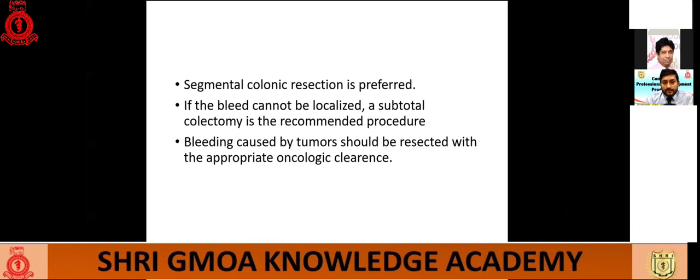As I told you before, segmental colonic resections are preferred if we can identify where the bleeding is. But in cases of uncertainty, where the bleeding is limited to the colon, subtotal colectomy can be done.